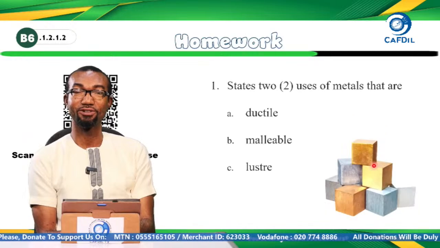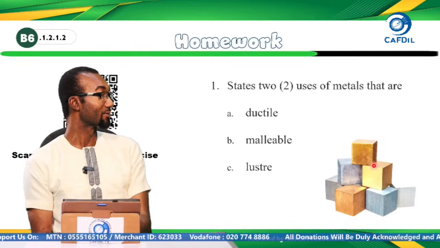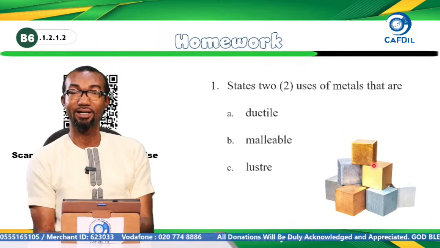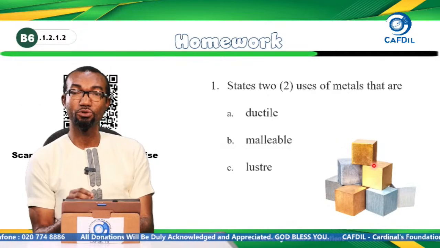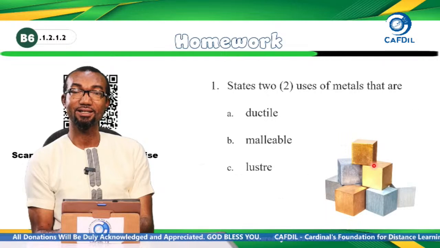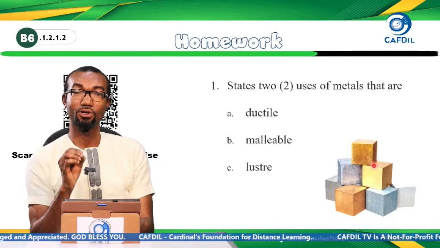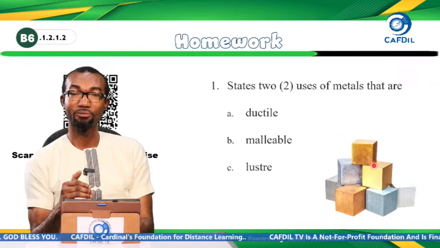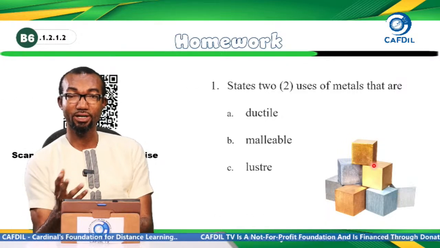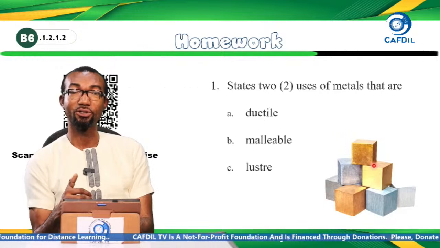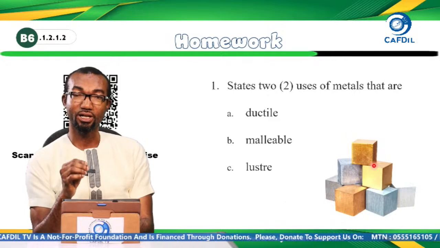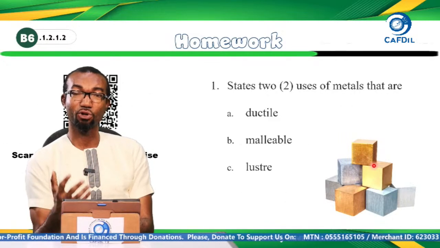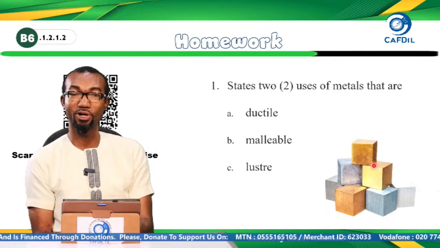So kids, before we leave, let's take this assignment. State 2 uses of metals that are ductile, malleable, and then the third one, luster. Ductile means the ability of metal to be shaped into wires. So if it can be shaped into wires, what can it be used for? Malleable, if you can beat metals into shapes, sheets, then what can it be used for? If metals have that shining property, what can it be used for? That is the homework for you.